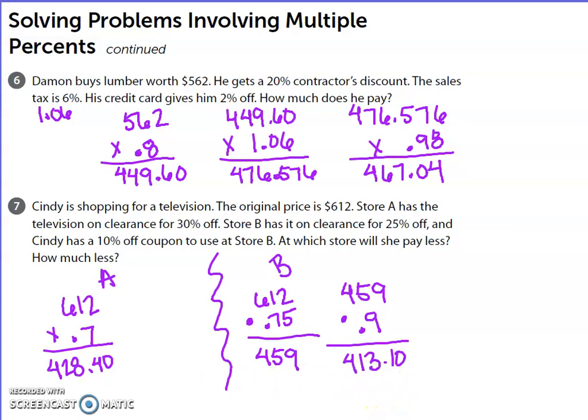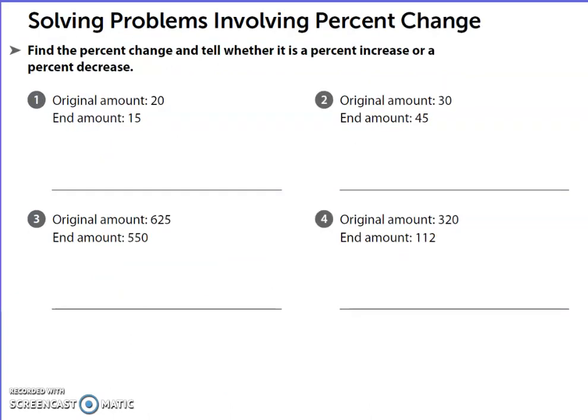Keep trying 8 and 9. Feel free to pause the video if you want to right here. Try 8 and 9 and use my answer key. Let's move on to page 22.